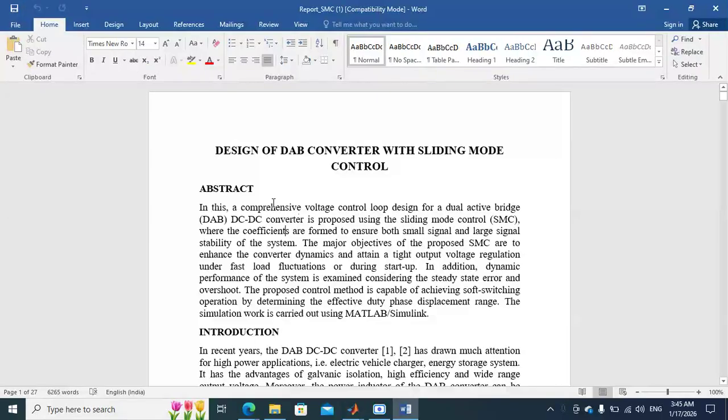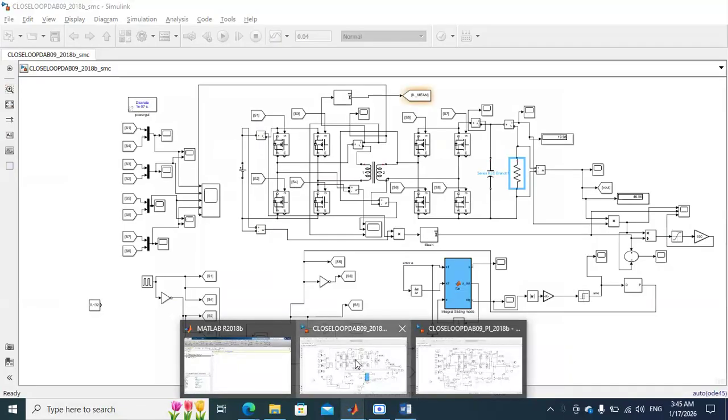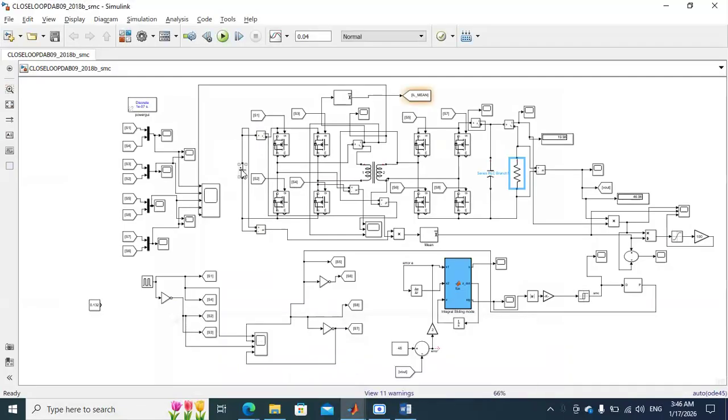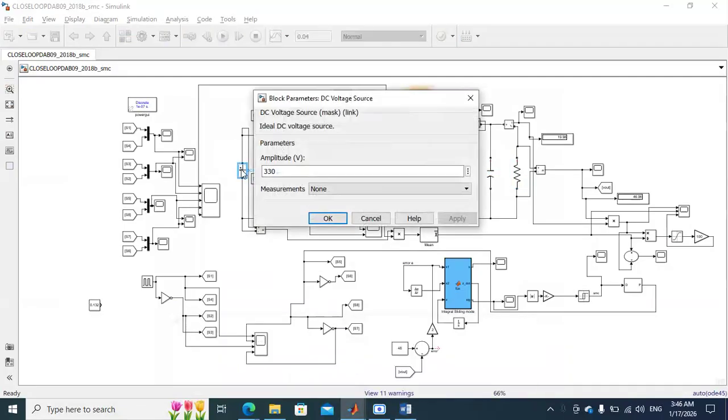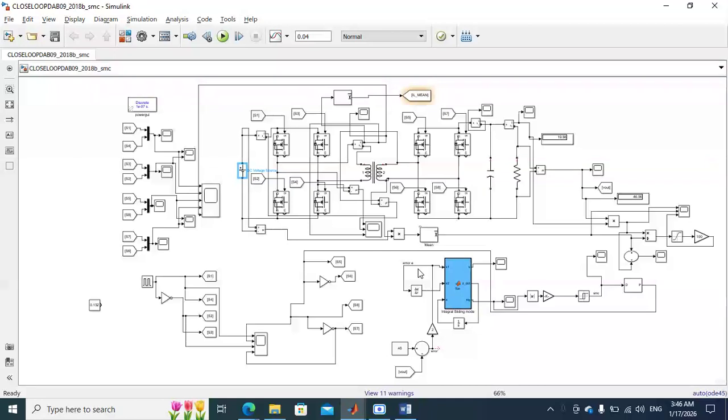This is the DAB converter design with sliding mode control. In this, the input voltage is provided as 330 volts and the output voltage is around 48 volts. The output voltage and the reference voltage are compared, and the error is given to the sliding mode control, in which the error and the change in error are provided.